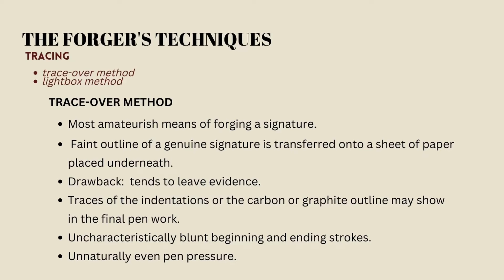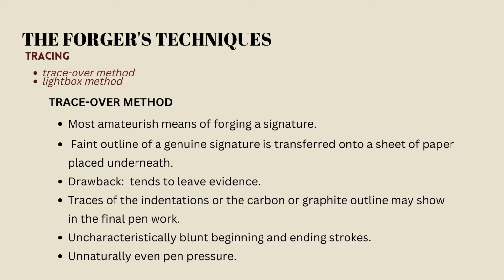The forger's techniques is an attempt to fraudulently reproduce a particular handwriting, such as a given person's signature, so that the forger can resort to one or a few of the methods. Naming a few methods are tracing or trace over methods, simulated or also known as freehand method, practiced forgery, and also blind forgery.